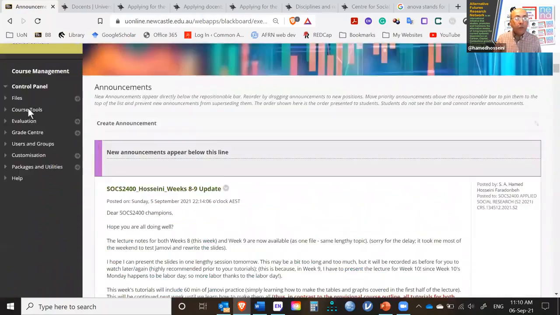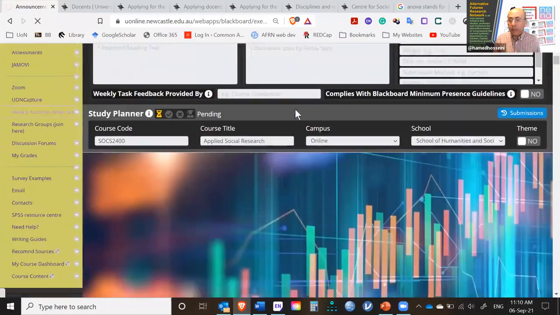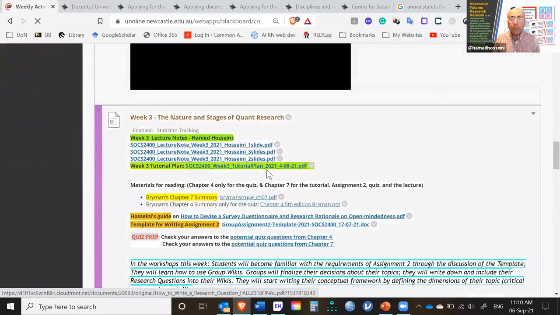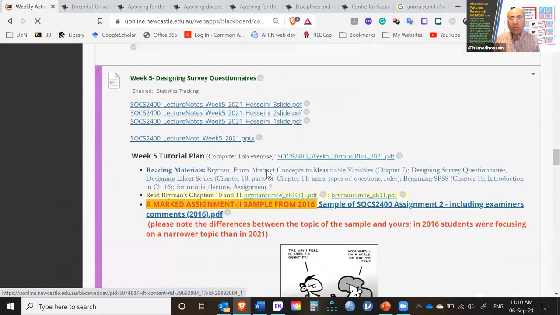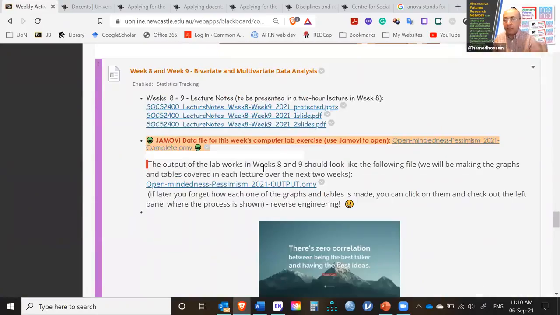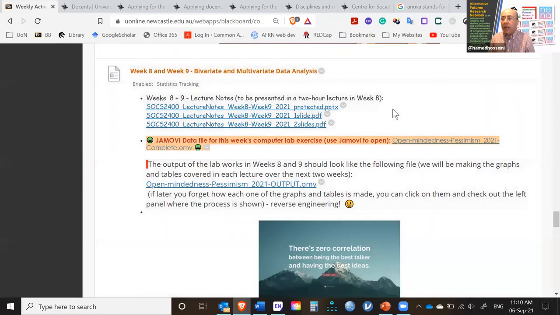If you go to weekly activities and scroll down to the week 8 to 9 combined section, you will see we have the lecture notes ready, and there is no tutorial plan. The tutorial plan is actually generating or making the tables and the graphs that I'm trying to cover in the lecture, or we will cover through the tutorials.